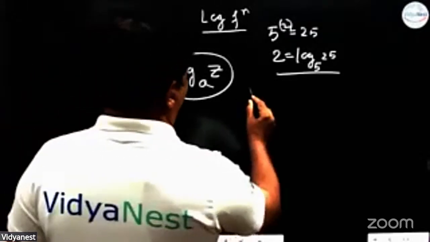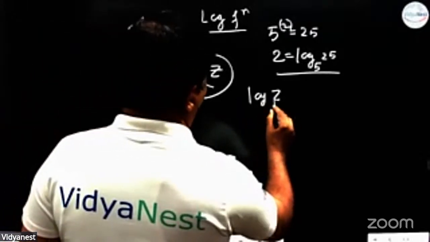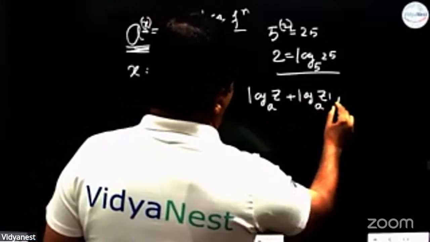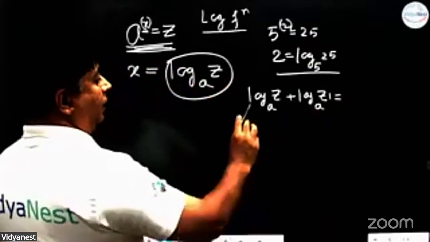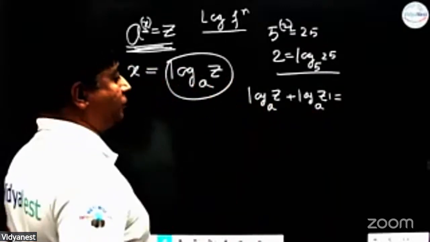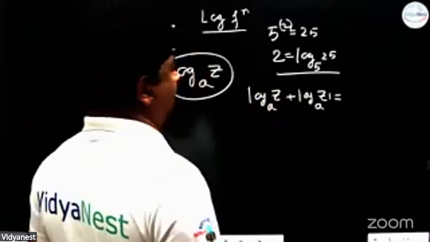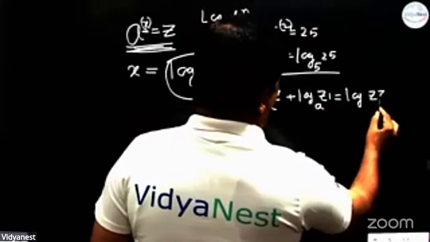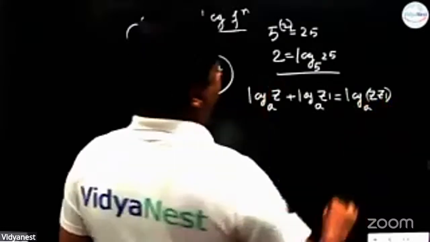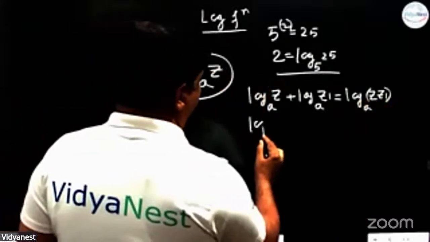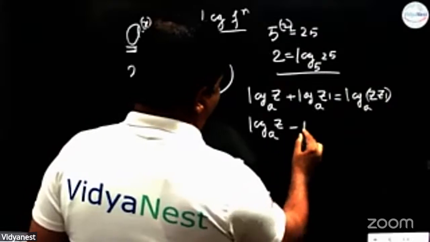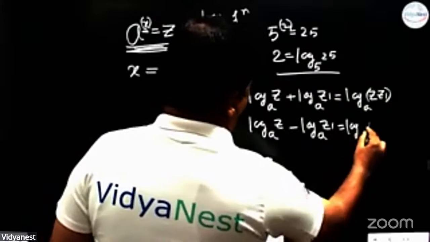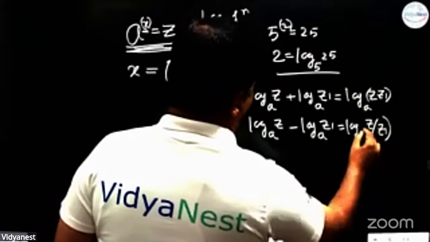Suppose log z to the base a plus log z1 to the base a. If you get the composition of two logarithmic functions in this way with plus sign, what will be the result? Log of z times z1 to the base a. Log of z to the base a minus log of z1 to the base a is log of z by z1 to the base a.